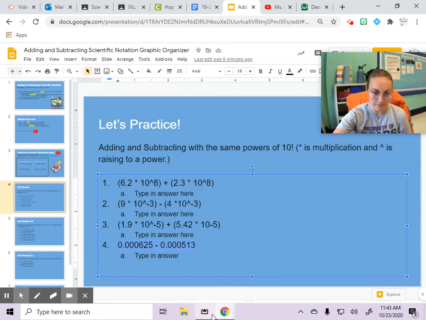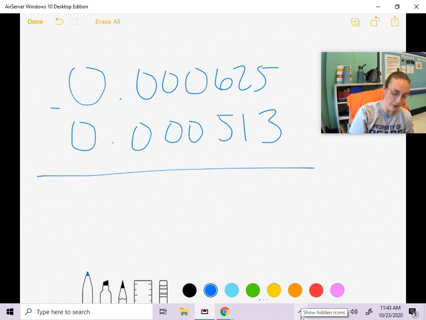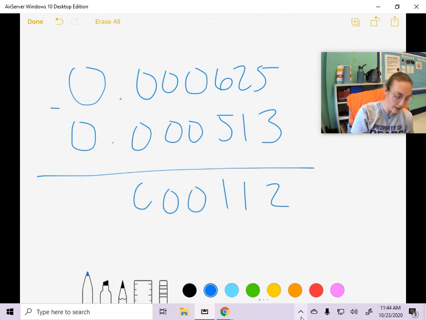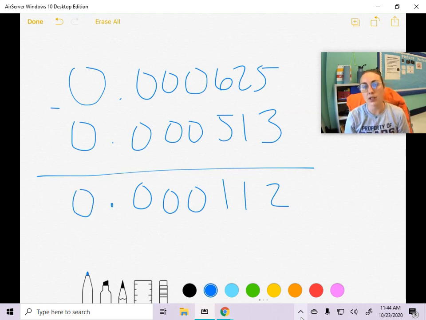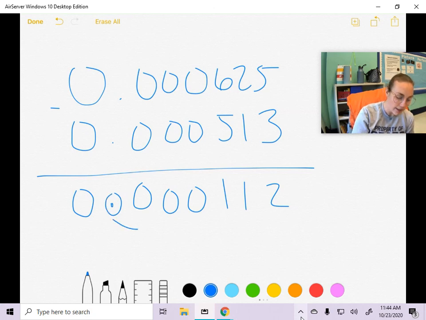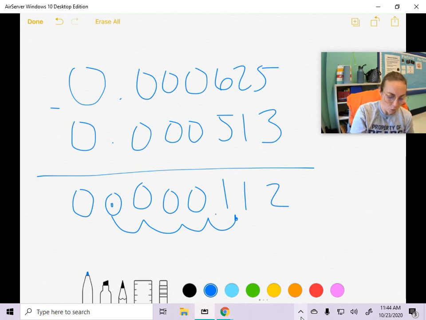So let's go ahead and do this. So 5 subtracted by 3 is going to be 2. 2 subtracted by 1 is going to be 1. And then 6 minus 5 is going to be 1. And then we have 3 zeros, and then we have our decimal right there. So that's going to be our answer, but we still have to turn it into scientific notation. So we have to locate our decimal and then move it to where there's only one number on the left side of that decimal.